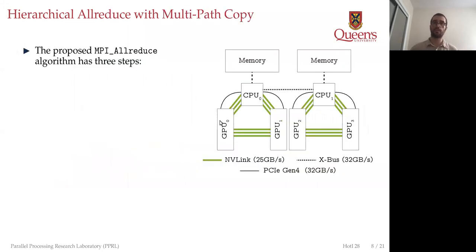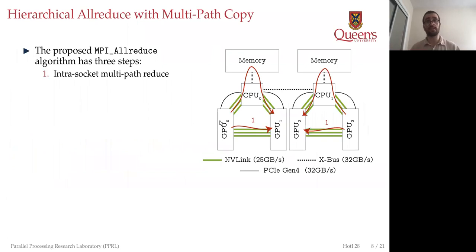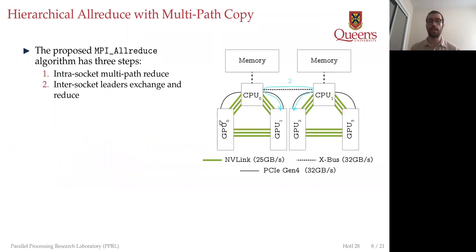So once we designed that multipath copy, we wanted to use it in a collective because, as we saw earlier on, deep learning relies heavily on MPI Allreduce. So we went about designing this collective, and the first step is the intra-socket multipath reduce. This is using the mechanism just to transfer the data to the adjacent GPU. And then we exchange the data between the leaders on each socket. And then finally, we broadcast the data back.